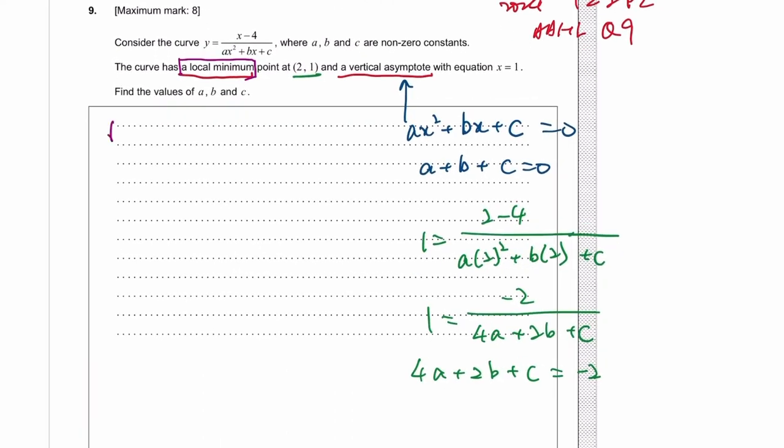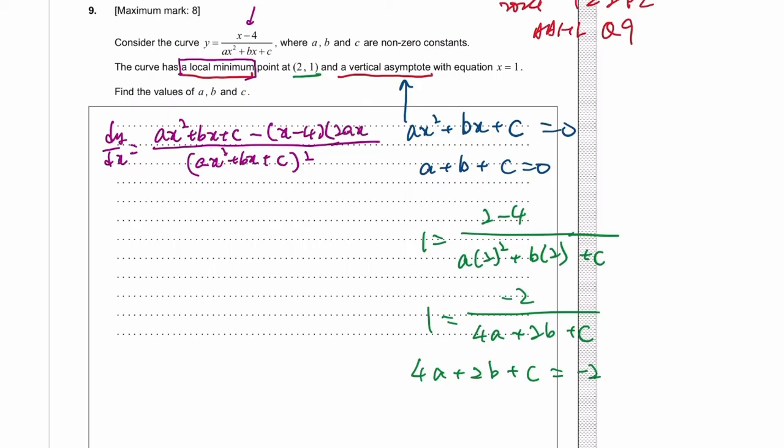Then to find the minimum, we differentiate using the quotient rule. So it's the bottom squared. Then differentiate the top is 1 times the bottom, copy, minus copy the top, differentiate the bottom, so it's 2ax plus b. For it to be a minimum, the derivative will be 0. And when it's 0, you can just multiply the bottom to 0, so it's gone. The minimum is when x is 2, so you can sub in x to be 2.